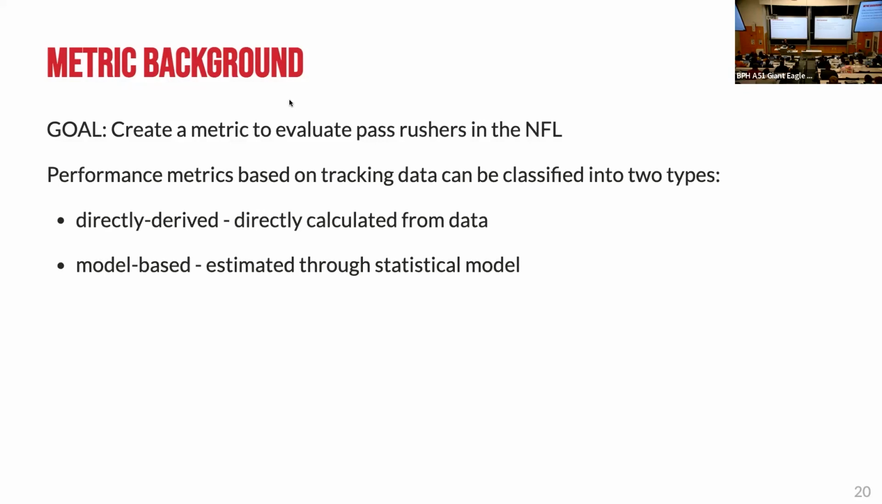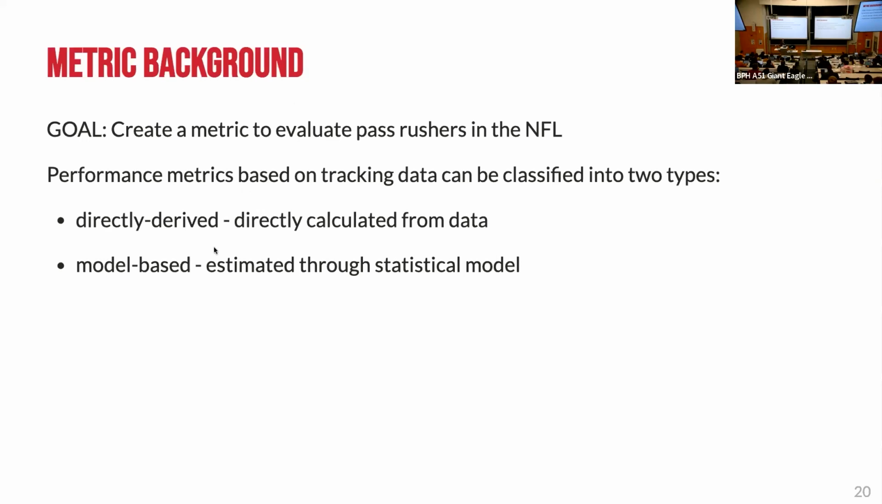First I want to talk about performance metrics in sports in general. Performance metrics based on tracking data can be classified into two different types. The first type is directly derived, where you can derive metrics directly from the data. For example, all of the distance features, the distance between all the players, can be directly derived without fitting any models.